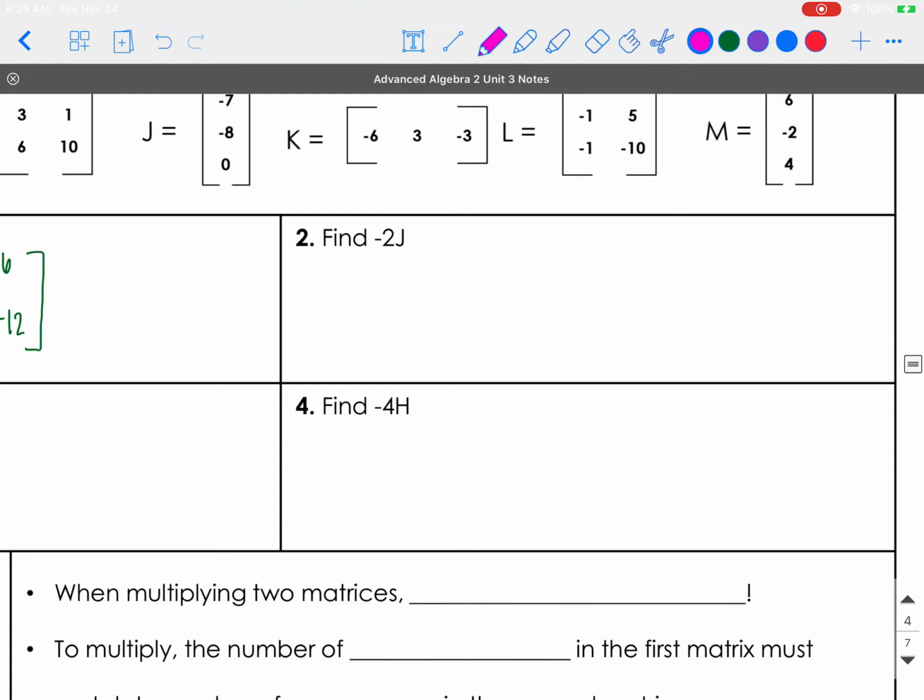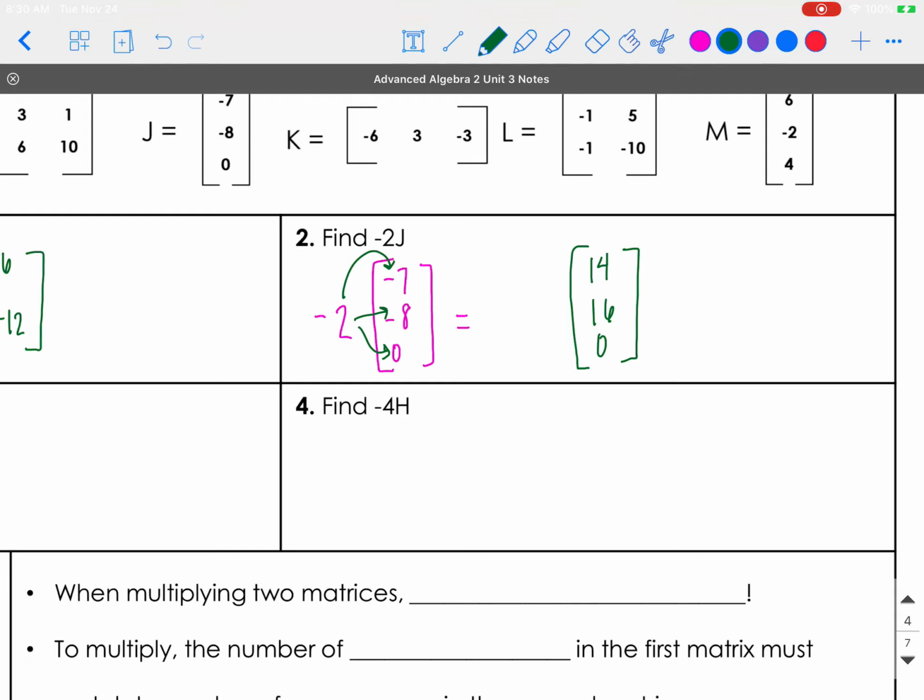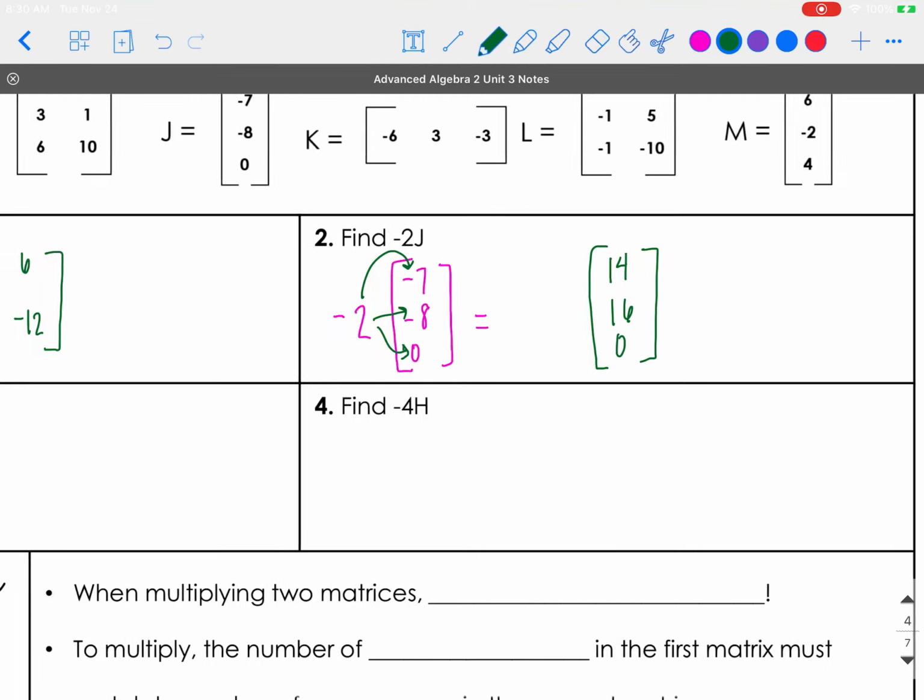Number 2, -2J, where J is -7, -8, and 0. And so I'm going to multiply every element by -2. We have +14, +16, and 0. That easy. It's probably faster for you to do it this way by hand than to try to type it in the calculator.